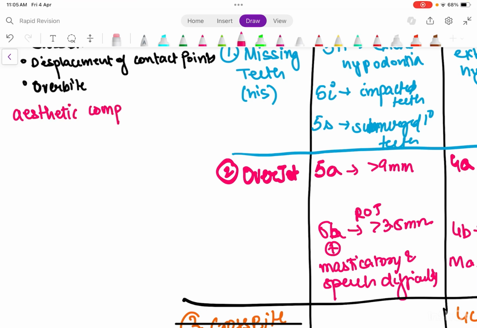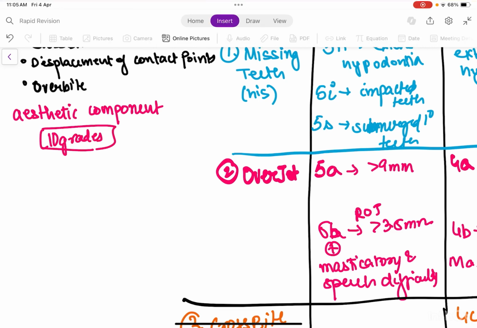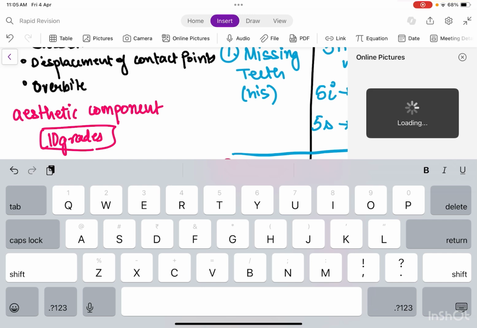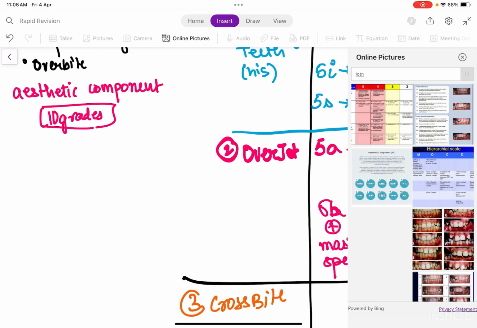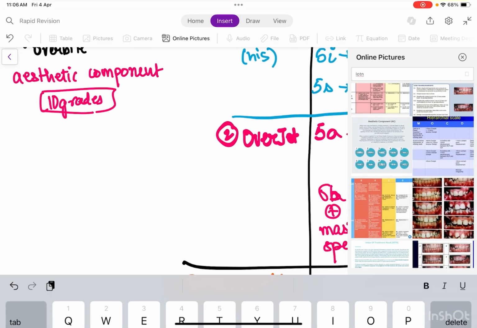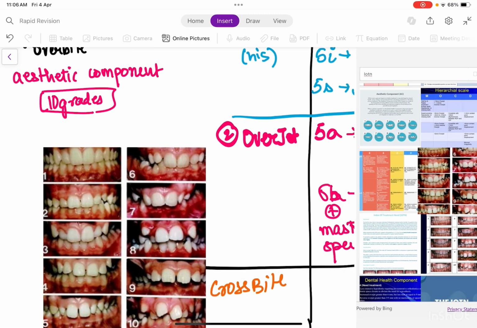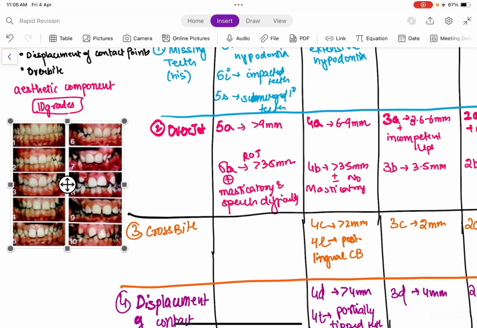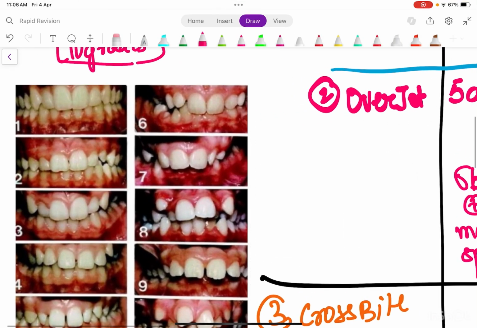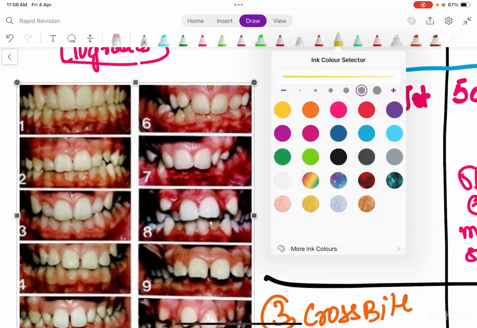So the aesthetic component has 10 grades. Now this is something which is given by the IOTN itself, by the proposers. You have to compare it with the photographs that they have issued. All right, so you just have to learn the photographs by heart. Now we'll go through the photographs also, because only these will come in the exam, no other photograph is going to come, so you should know.